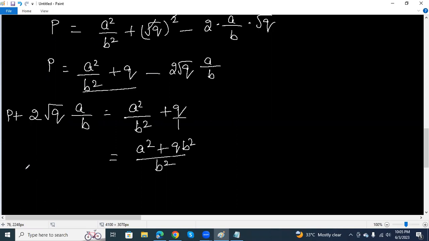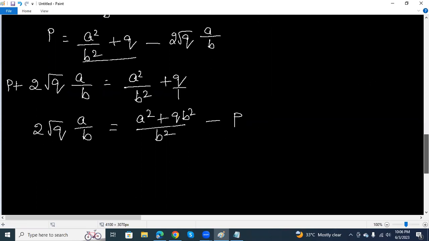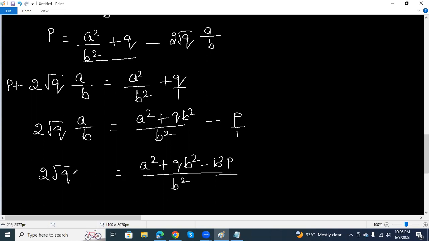Now what we can do here? Bring this p also to the other side, 2 root q a by b. So here plus p becomes minus p. So for this also we'll take LCM. LCM is b square. A square plus q b square. So b square is LCM. B square p. 2 root q a by b.